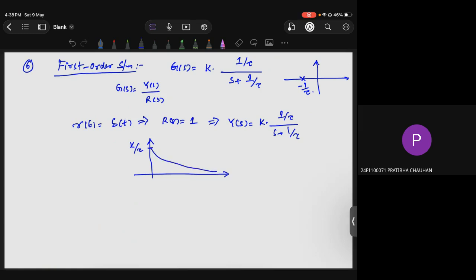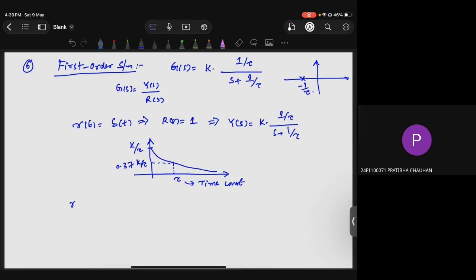So somewhere here, this is what we call the time constant. It is about 0.37 K by tau. So this we call the time constant.